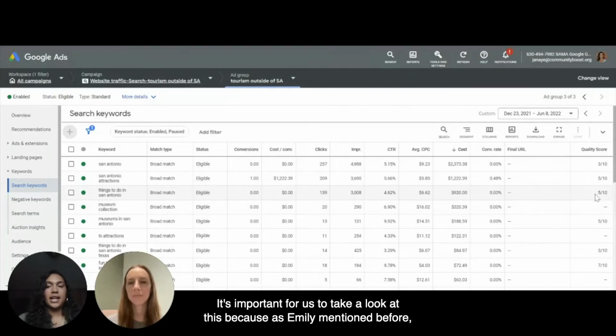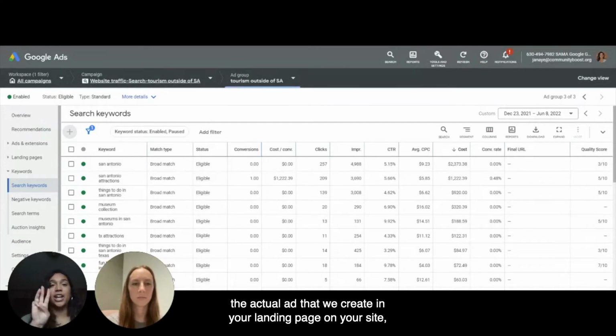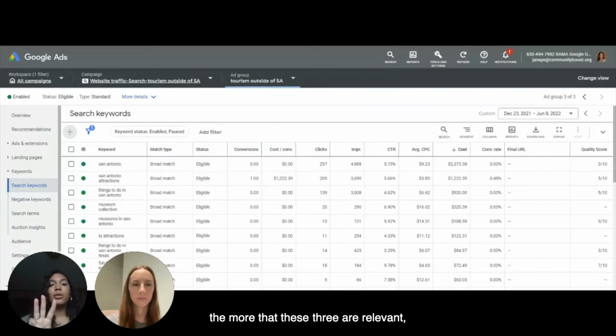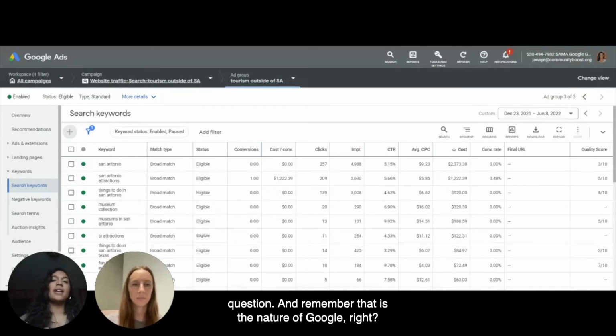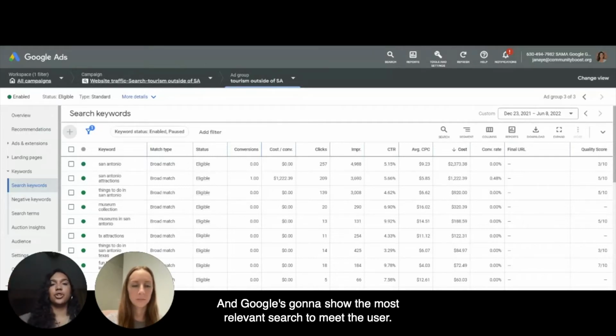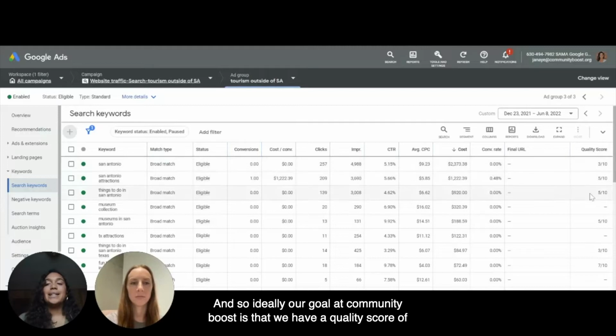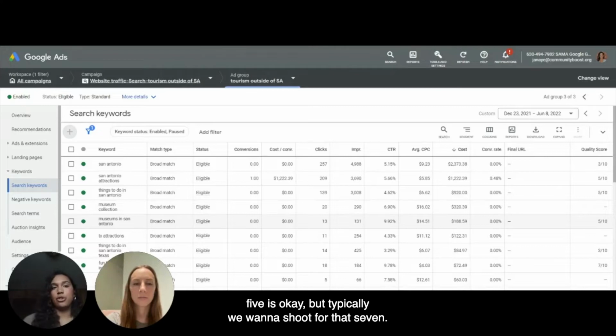It's important for us to take a look at this because, as Emily mentioned before, your quality score has to do with 3 things: your keyword, the actual ad that we create, and your landing page on your site. The more that these 3 are relevant, the more Google gives us a higher quality score, because you are answering my question. And remember, that is the nature of Google, right? Answering my question. And Google is going to show the most relevant search to me, the user. And so ideally, our goal at Community Boost is that we have a quality score of about 7 out of 10. We don't want anything below 5. 5 is okay, but typically we want to shoot for that 7.